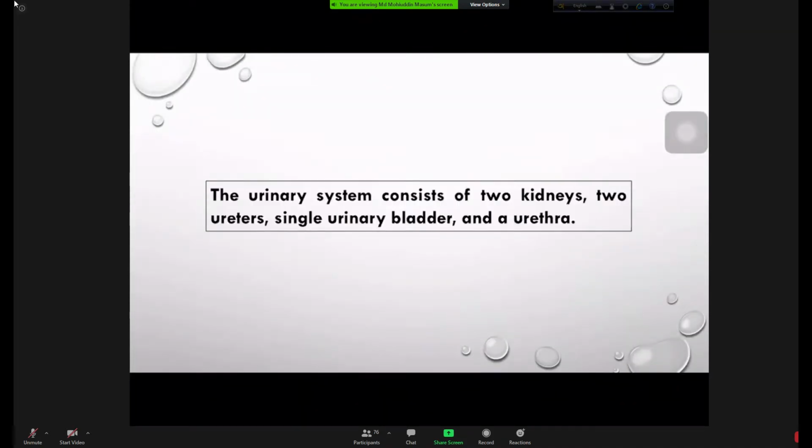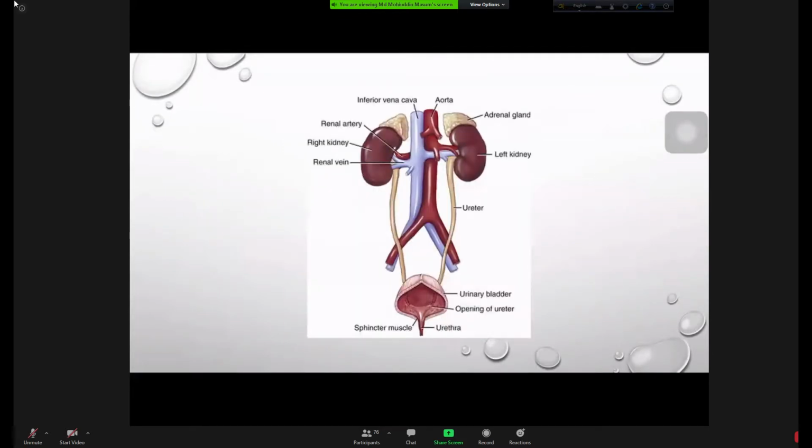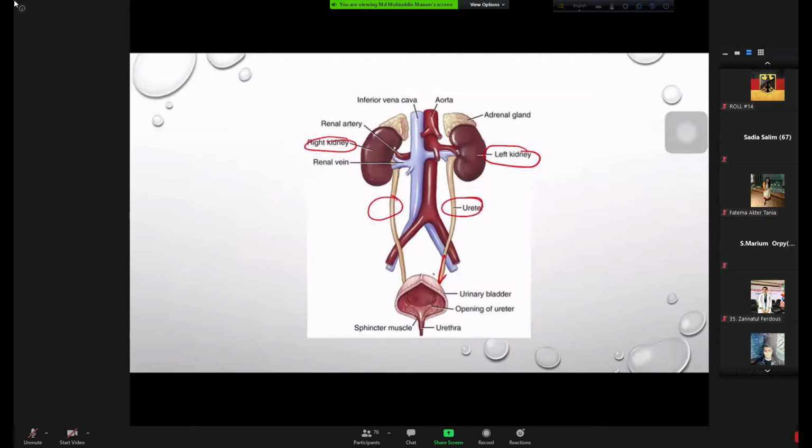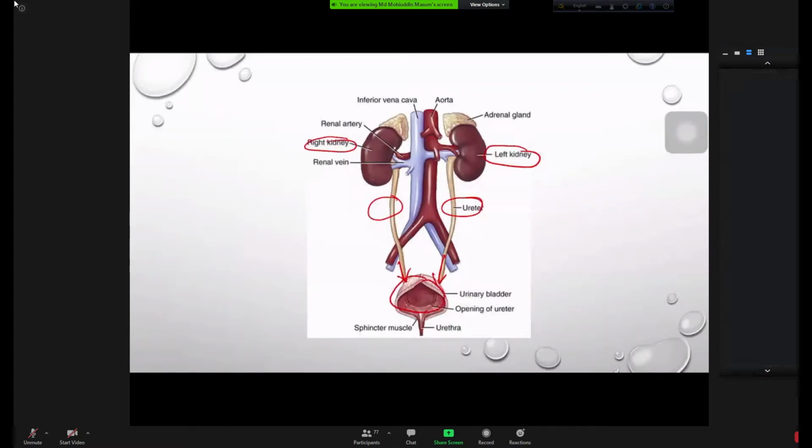So first of all, what are the components of the urinary system? There will be 2 kidneys, 2 ureters, 1 for each kidney, a single urinary bladder and a urethra. So there are 2 kidneys, right and left, and right and left ureters. Then the 2 ureters will converge into a single urinary bladder, and the urine will ultimately be voided through the urethra.